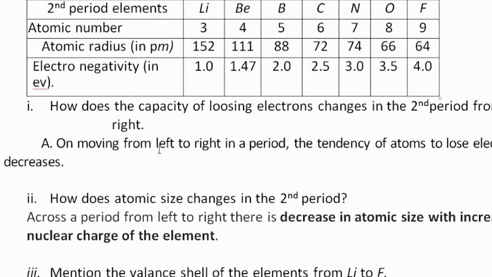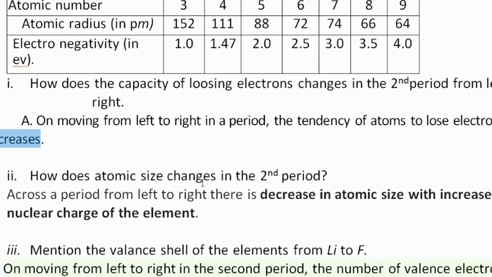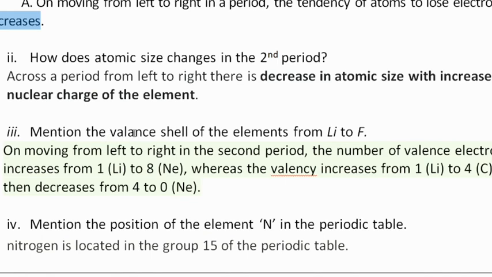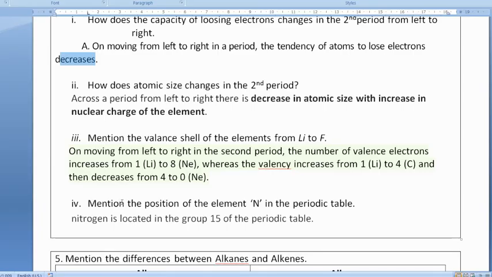So the answer is, on moving from left to right in a period, the tendency of an atom to lose electrons decreases. How does atomic size change in the second period? Across the period from left to right, there is a decrease in atomic size with an increase in nuclear charge of the element. Mention the valency shell of the elements from lithium to fluorine. Mention the position of element N in the periodic table. So nitrogen is located in group 15 of the periodic table.